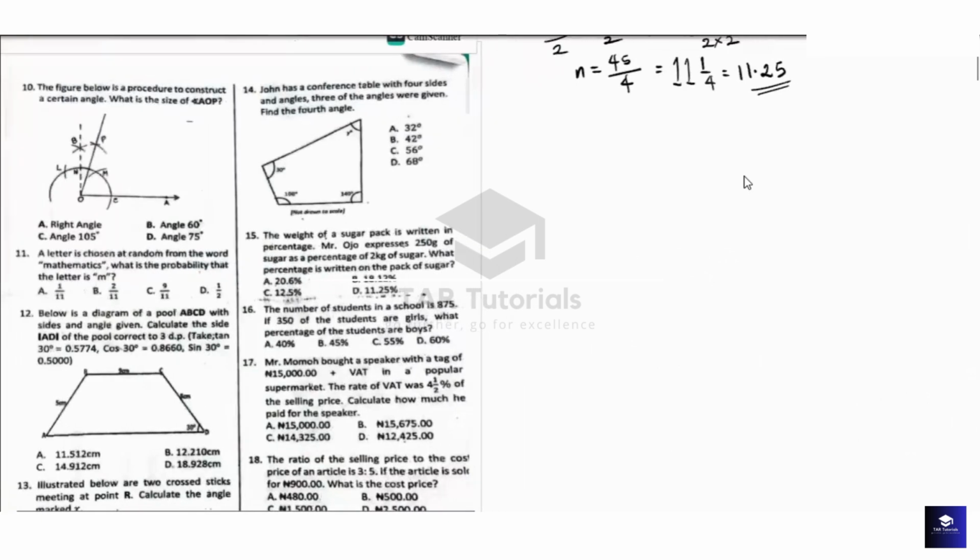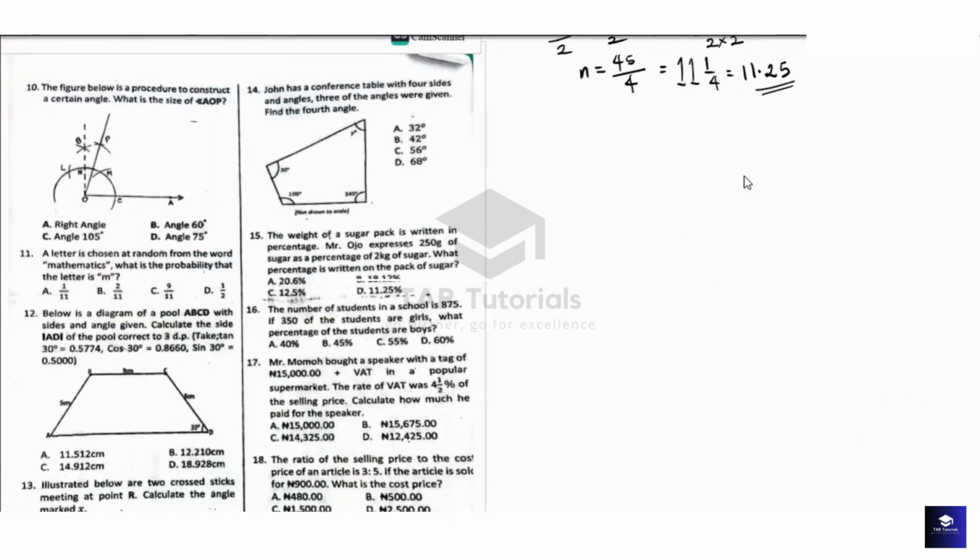Question 10. The figure below is a procedure to construct a certain angle. What is the size of angle AOP? This is simply angle AOP. Now, this is not a measurement that is drawn to scale. Therefore, we just need to look at the closest. We know that angle AOB is 90 degrees. And if it is 90 degrees, half of it happens to be 45. And this lies between angle 45 and angle 90, in which we can still extract angle 60. This is angle 60. Angle 60 is extracted.